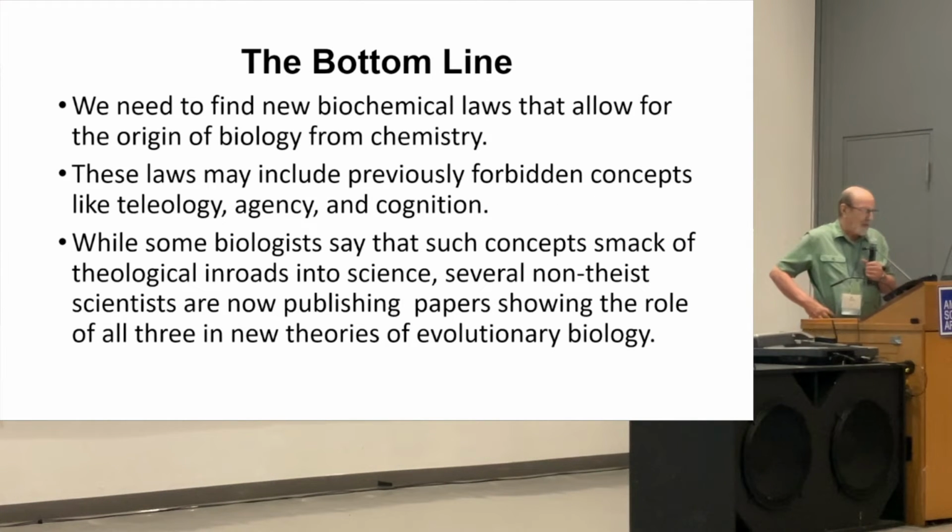And so where are we? Well, I think we need to find some new biochemical laws that allow for the origin of biology from chemistry, because we haven't been able to do that yet. And I think that these laws, and I'm going way outside of the paper now, I'm talking about my own ideas, may include previously forbidden concepts like teleology, agency, and cognition.